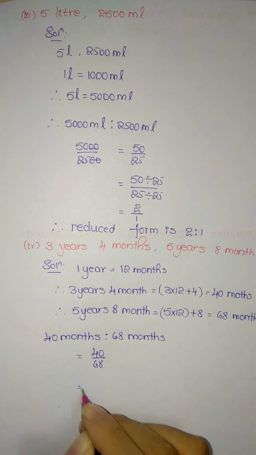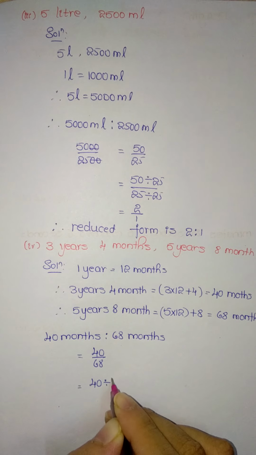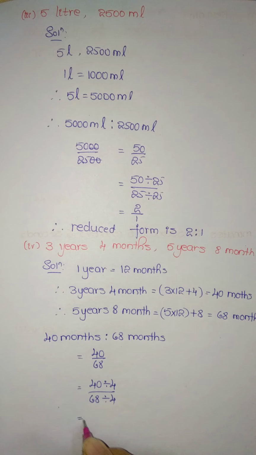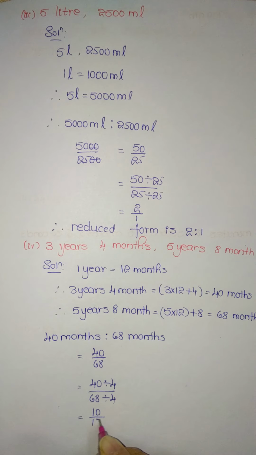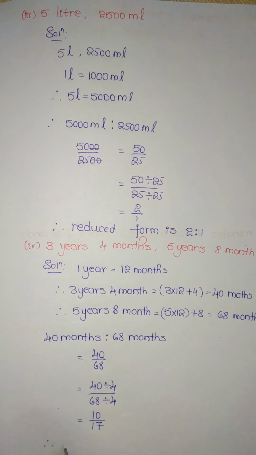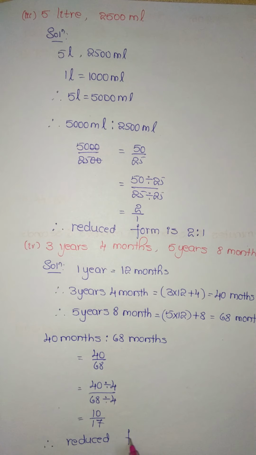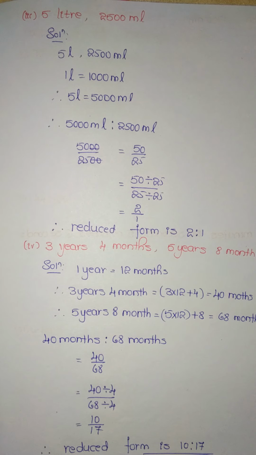So here 40 by 4 and 68 by 4. So 40 by 4 is 10 and 68 by 4 is 17. So therefore we can write the reduced form is 10 raised to 17. So for 3 years 4 months and 5 years 8 months, the reduced form is 10 by 17. So it completes our question number 4. Next move on to question number 5.